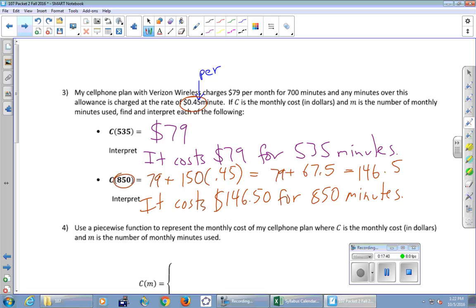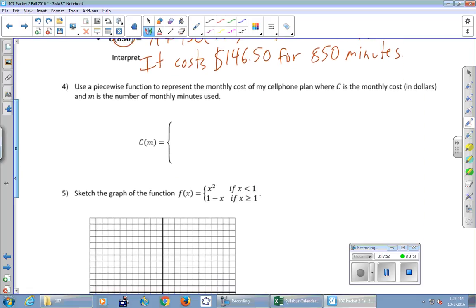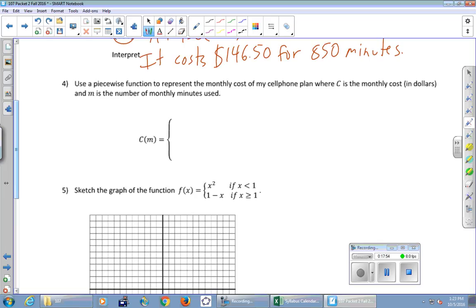Okay. So here's where things get trickier. It's easy to do concrete numbers, but now we're about to build this formula. So coming down here in number 4, C of M. C represents what? The C represents cost, that's our output. M represents number of minutes, that's our input. Okay, so we got two different rules here. On the one hand, I'm actually going to fill in the domains before I fill in the rules.